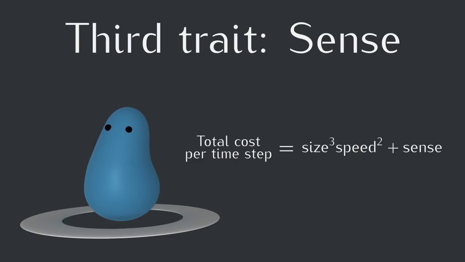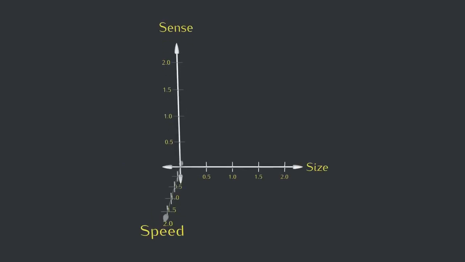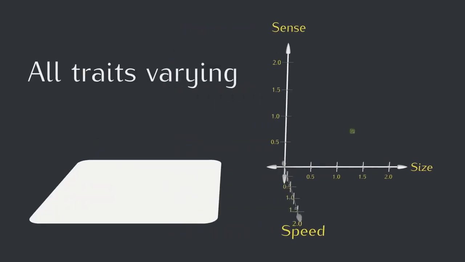Alright, so now that we have 3 traits, let's rewind to before we turned on speed mutations, and instead turn on mutations for all 3 traits. To keep track of what's happening to all 3 traits at once, we're going to use this 3-dimensional graph. Each dot in the graph represents one creature, and the position of the dot depends on the speed, size, and sense values for that creature. Alright, let's see how it goes.